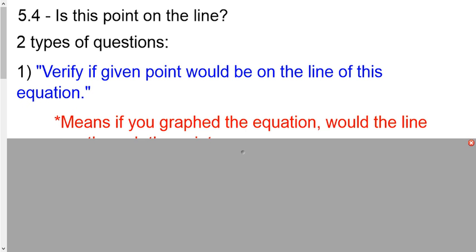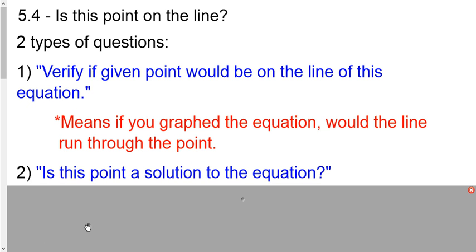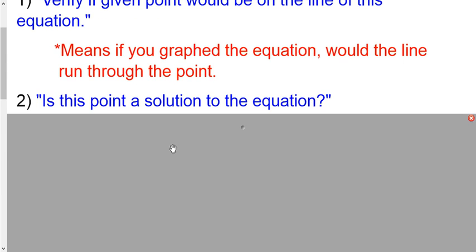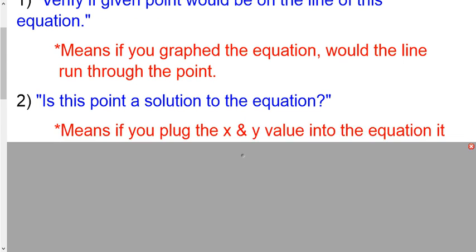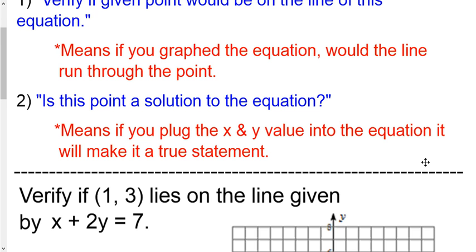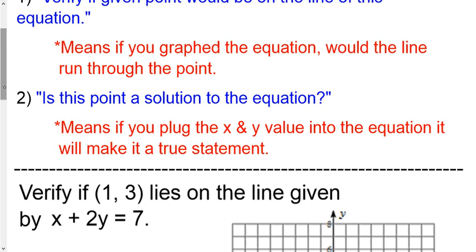And then there's another time where basically they'll just flat out ask you, hey, is this point a solution to the equation? And that's really doing the exact same thing. We're just going to take the x and y values and plug them into the equation and see if it makes a true statement. So we're actually going to play around with this a little bit and show you what happens, and then we'll actually graph it to prove it.